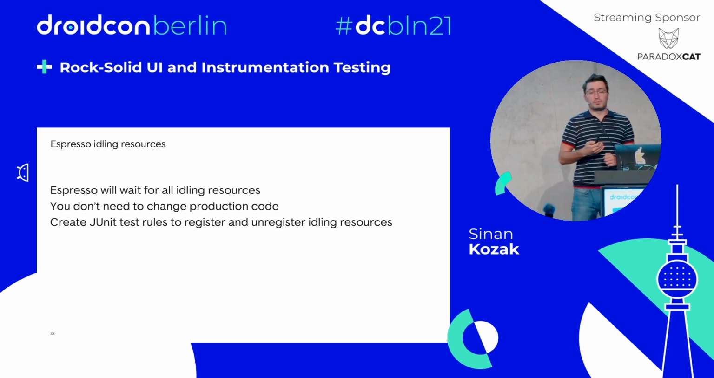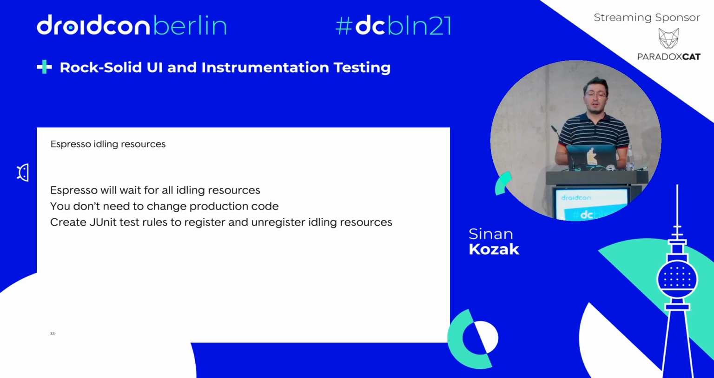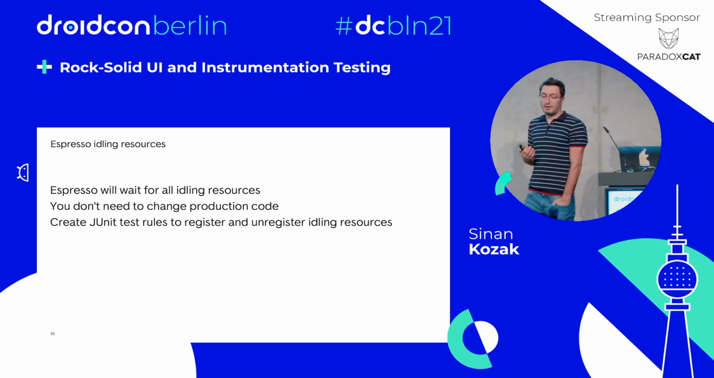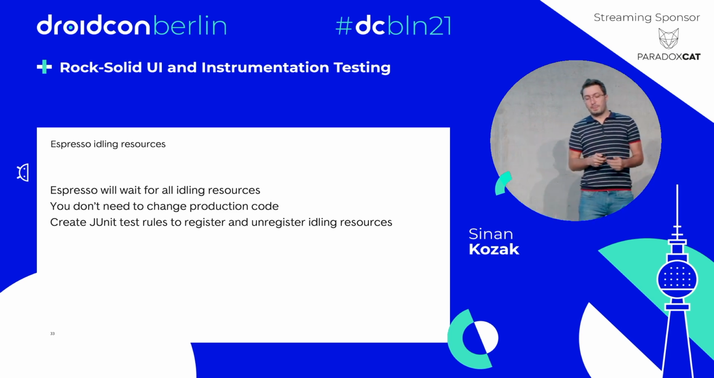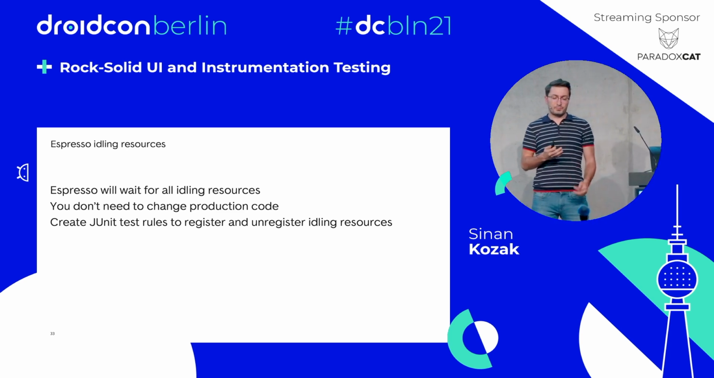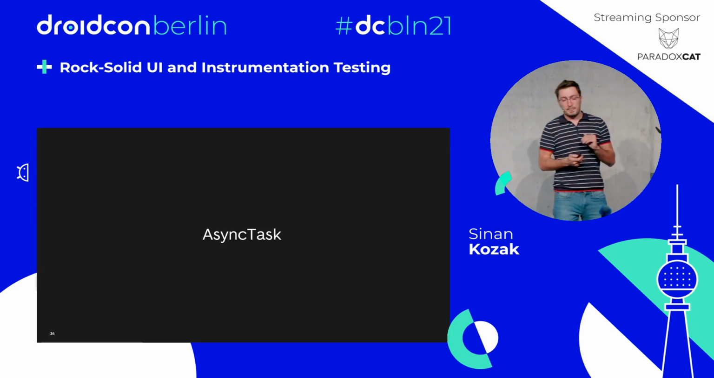And one of the best practices is creating JUnit test rules to register and unregister idling resources. With that approach, you will have reusable JUnit test rules that you can reuse in different kinds of applications, different kinds of tests.